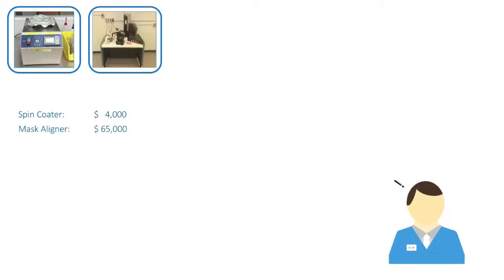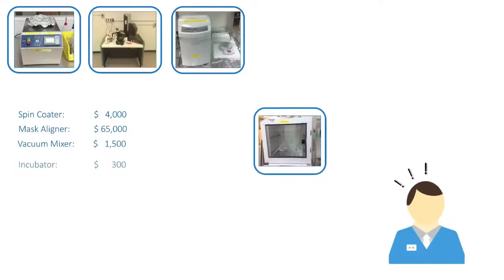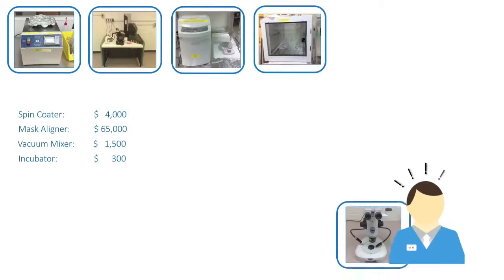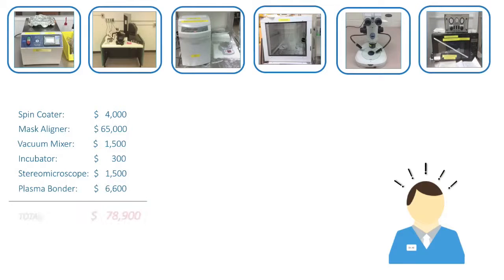First, Dr. Ali will need to fabricate a mold for his chip using devices like a spin coater and a mask aligner. Then he'll need to prepare a substrate for his chip with a vacuum mixer, and he'll need to incubate the chip. Finally, Dr. Ali will need to create multiple layers of his chip, align these layers with a stereo microscope, and bond them with a plasma bonder. I should emphasize that this manufacturing process is constrained by incredibly high tool costs at nearly $80,000. This doesn't even include the cost of materials, training, or the time investment.